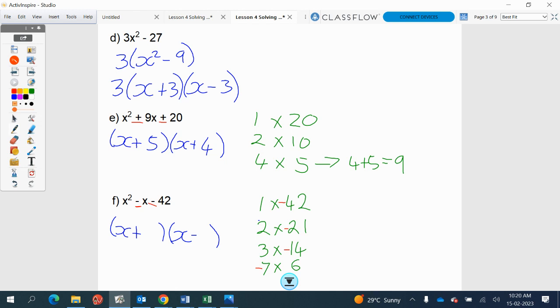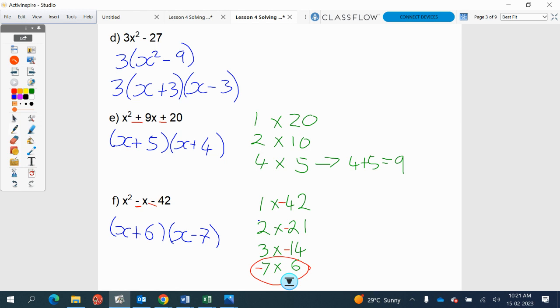Now we want two numbers that will add together to give minus 1. And we can see that here in this factor pair here. The sum of these two numbers is going to be minus 1. So we get x plus 6, x minus 7.